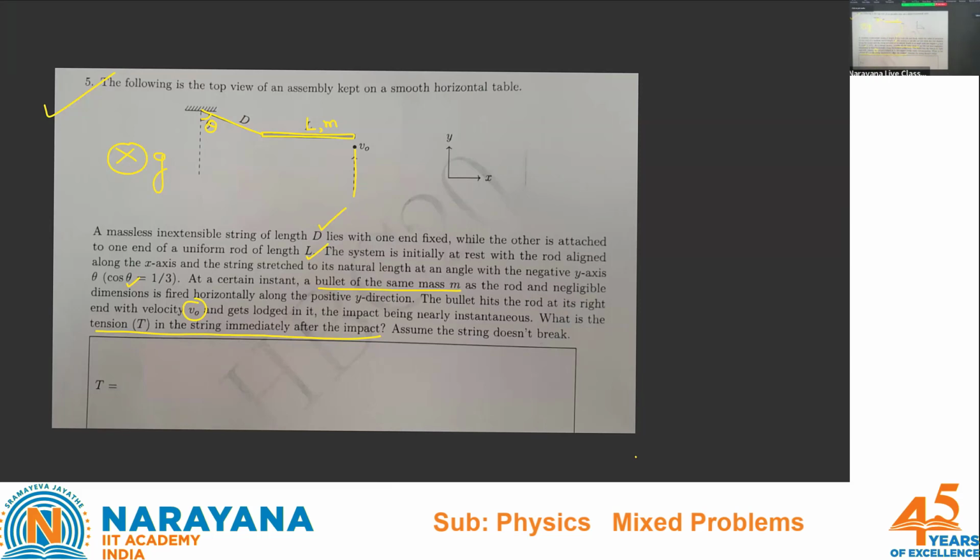The question categorically says that the bullet hits the rod at its right end with a velocity v naught and gets lodged in it, the impact being nearly instantaneous. What is the tension in the string immediately after the impact? And assume that the string does not break. That assumption is given.